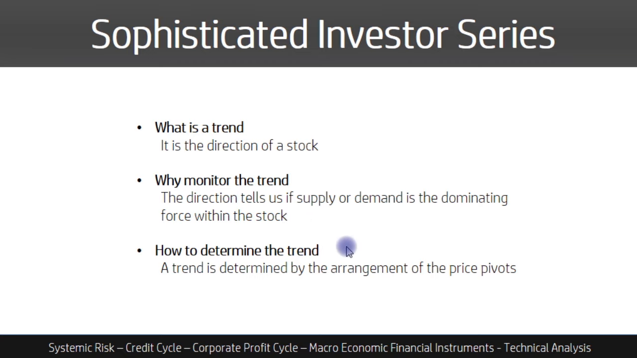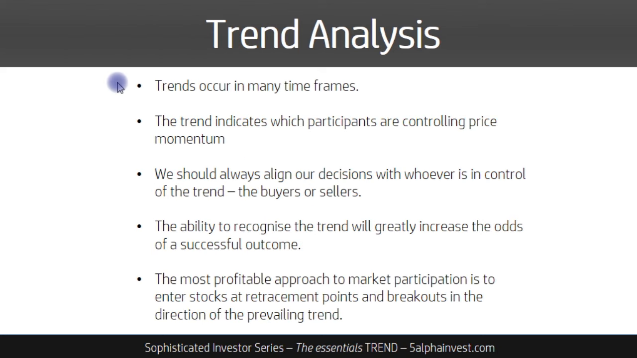And the way that we determine the trend, in this particular presentation, we're going to focus on the raw price data. So we're going to focus on the arrangement of the price pivots. A series of higher highs and higher lows indicates the price is in an uptrend, and a series of lower highs and lower lows indicates that price is in a downtrend. We also have a series of equal highs and equal lows indicating that price is in a sideways trend. Let's cover a few introductory points.